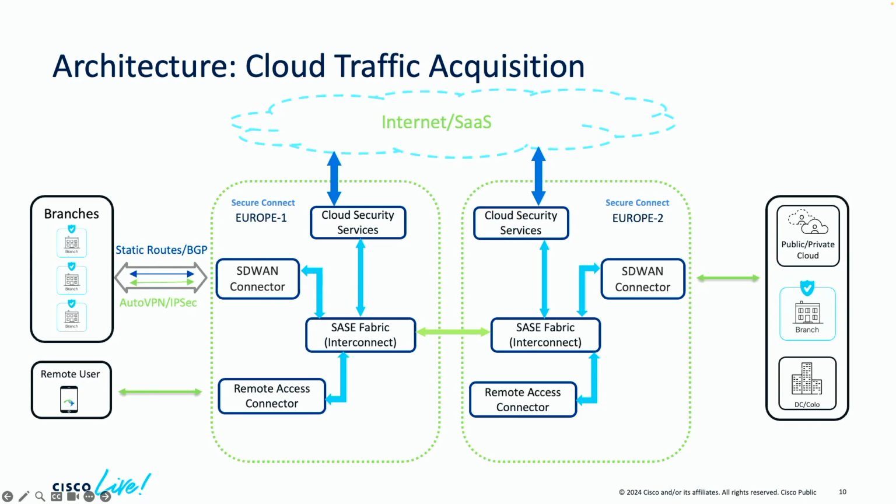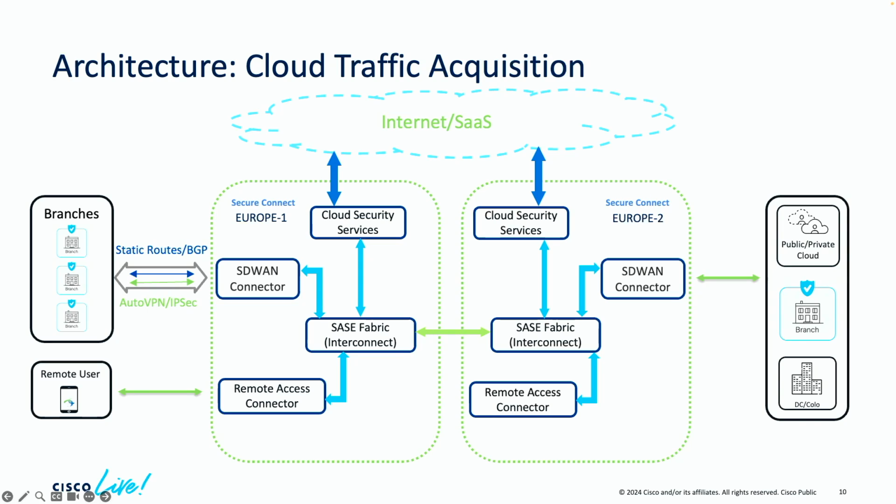So as you see here, the branches will have various means. We can also support IPsec if needed, but Auto VPN is our primary method to connect Meraki SD-WAN branches. And then we use routing protocols like iBGP for peering between our fabric and the SD-WAN branches, whether it's multi-region or single region.